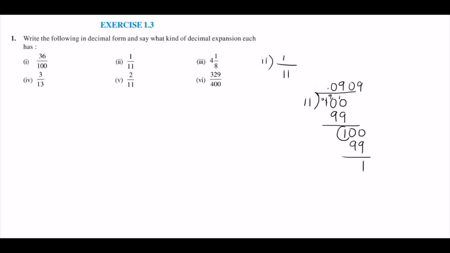So here if you check the remainders, you can see the remainder 1 is repeating. And when the remainders are repeating, you have learned that in the quotient also some digits will repeat. So here you can see 0.090909 that goes on. That is 0.09 bar. This has a non-terminating and repeating decimal expansion.